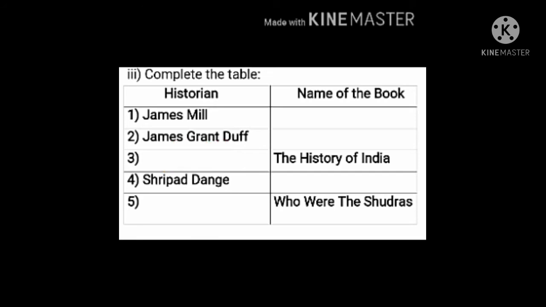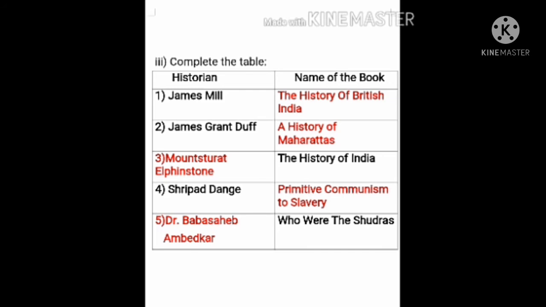The fourth one is Shripad Dange. Shripad Dange has written the book Primitive Communism to Slavery. So write down Primitive Communism to Slavery. In the fifth one, the book name is given, Who Were the Shudras. The book Who Were the Shudras was written by Dr. Babasaheb Ambedkar. So write down the name, Dr. Babasaheb Ambedkar. So now students, complete this table and note it down in your worksheet.